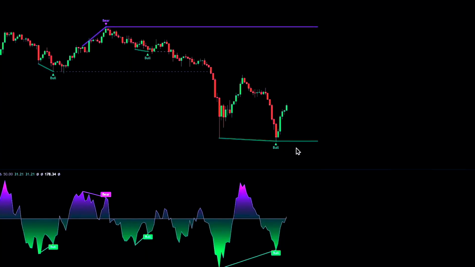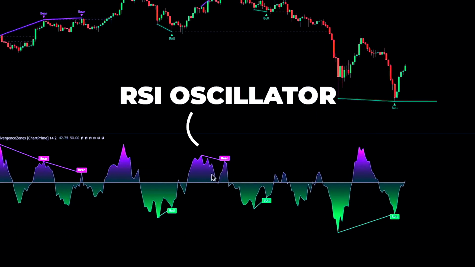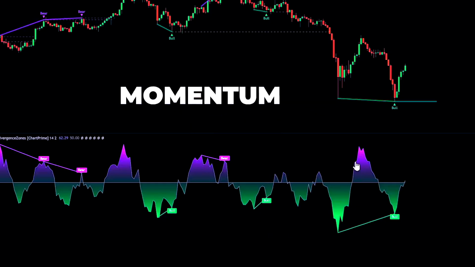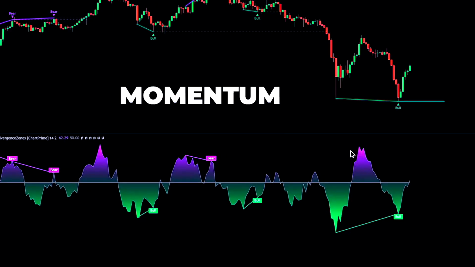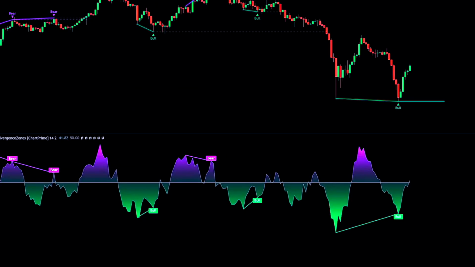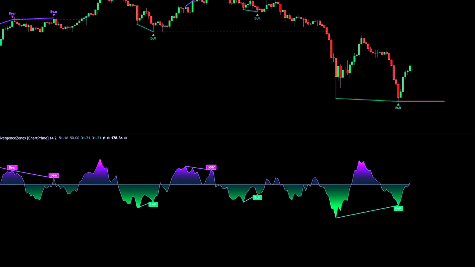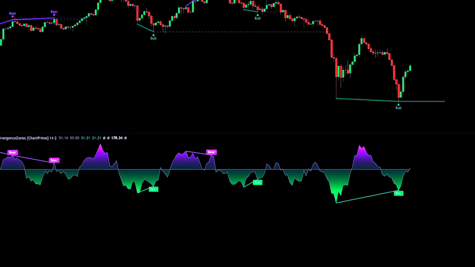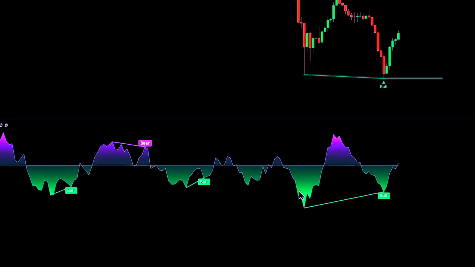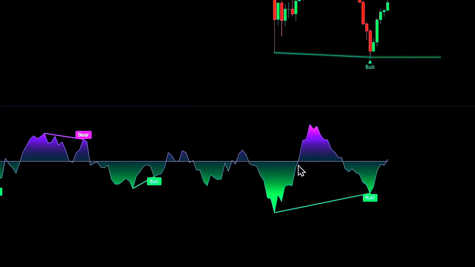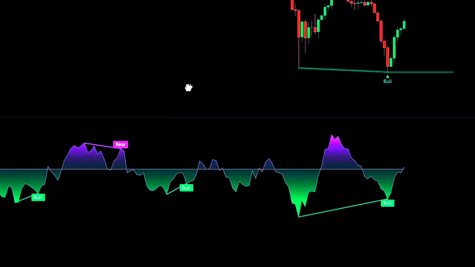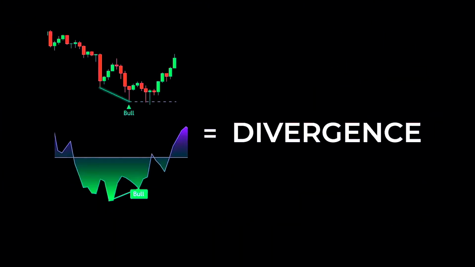Underneath your main chart, you'll see an RSI oscillator, but it isn't the standard RSI you might be used to. It's a momentum-based version. Instead of just tracking relative strength, this one focuses on the speed of price movements. That tweak makes it quicker at detecting when momentum starts shifting. On this oscillator, you'll see labels like bull or bear pop up, showing exactly when a divergence has been confirmed.